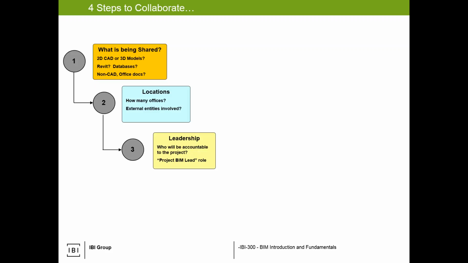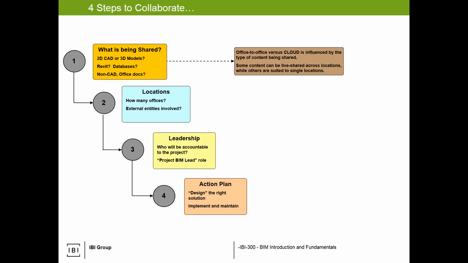Who's accountable? So if we have a collaboration system, who's leading it? And that's partly built into this project BIM lead role. And then have we planned it? Let's design the solution and make it happen.